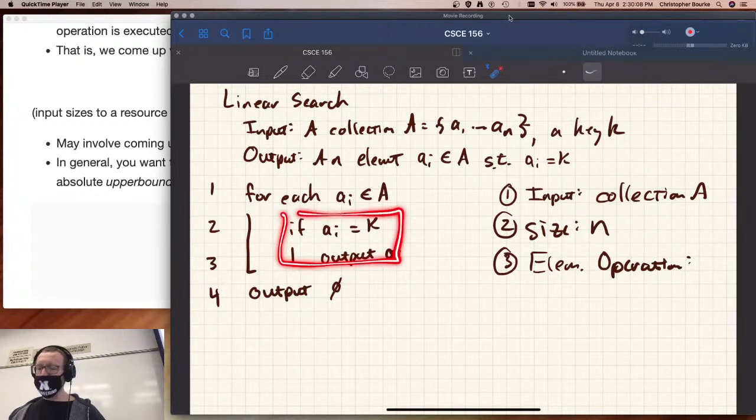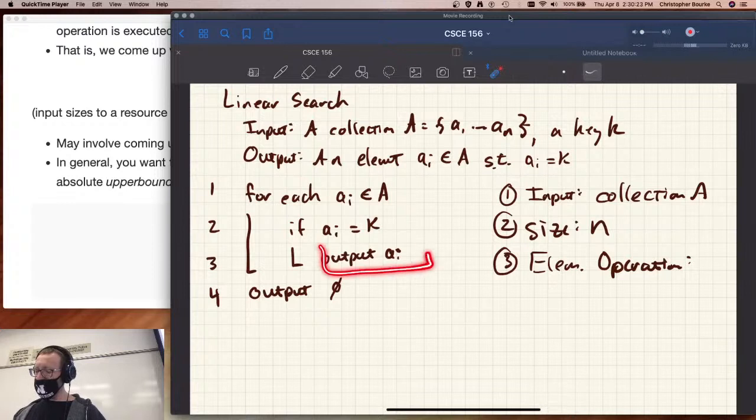But is that something that we should be paying attention to? Stuff is going on inside that loop. That's the stuff we should be focusing on. So probably not line 1. If a sub i is equal to K, okay, maybe that comparison right there. Should we focus on line 3? That only ever happens once. Once you output something, you're done. That terminates the algorithm. Likewise with this output.